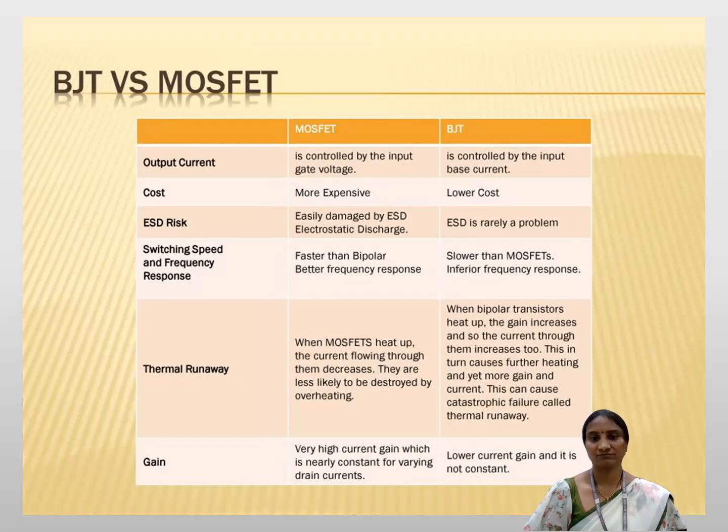The MOSFET has very high current gain, which is nearly constant for varying drain currents. A lower current gain is achieved in the BJT, and it is not constant.